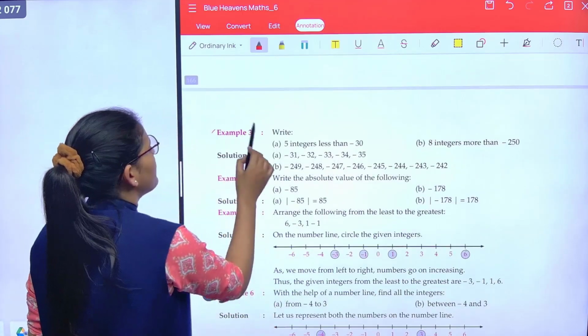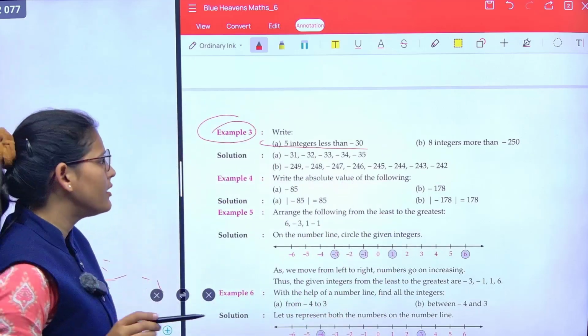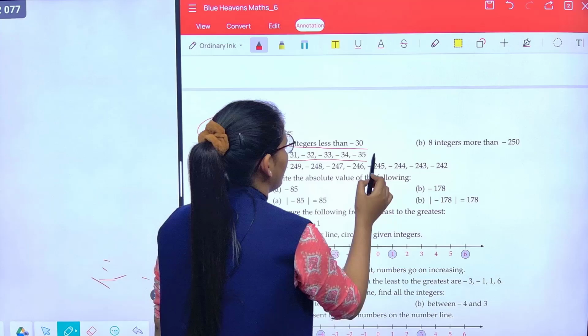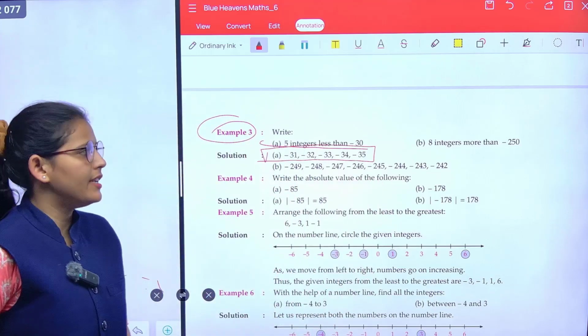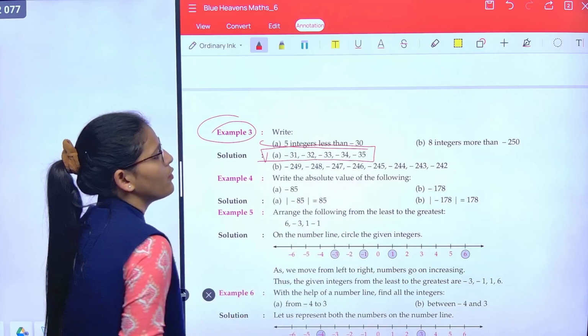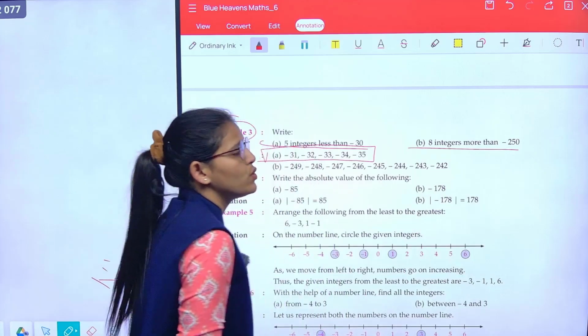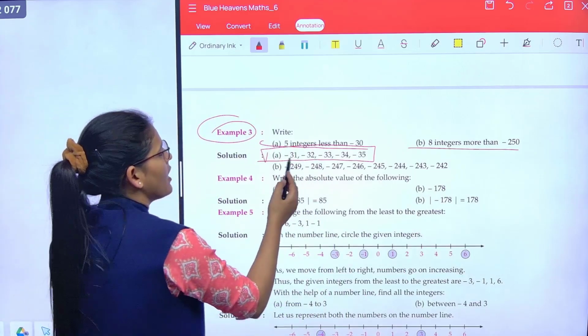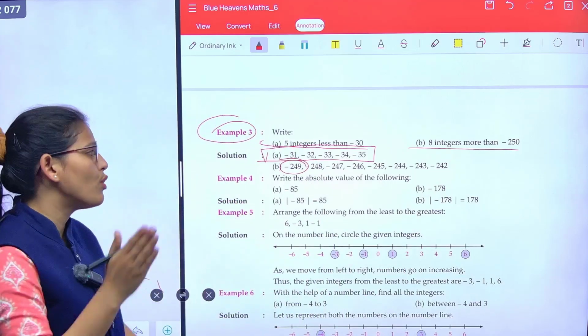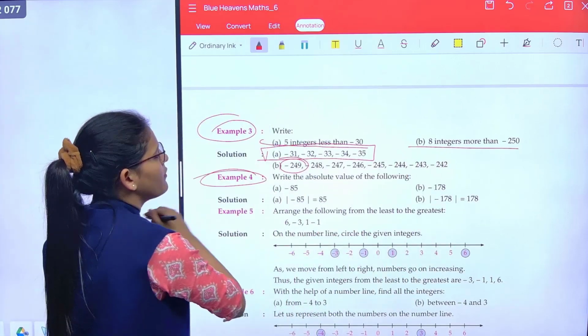Now example number 3. Write 5 integers less than minus 30. So these are our integers: minus 31, minus 32, minus 33, minus 34, minus 35. Now 8 integers more than minus 250. Now we will move backward from it.